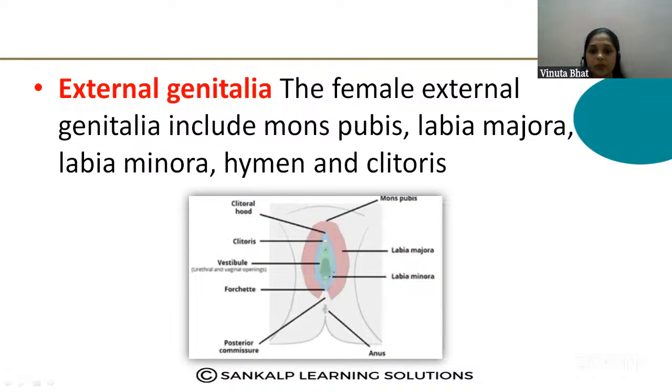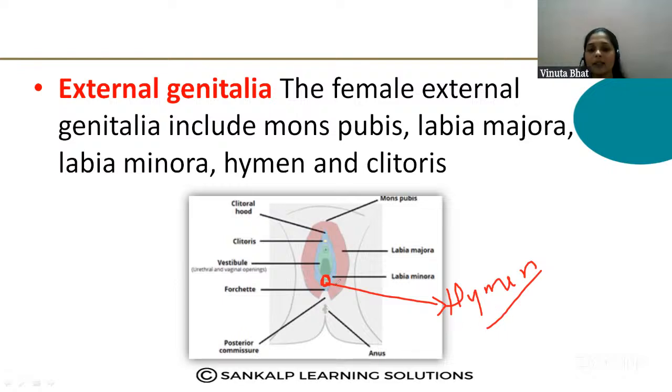Vaginal opening, just imagine this is the vaginal opening. This vaginal opening is covered by a thin membranous structure that is called a hymen. This hymen may break down during sexual intercourse, or sometimes during exercise or some activities; they may cause the breakdown of the hymen.